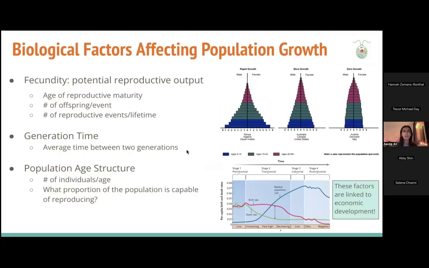And so that means that more individuals will be able to give birth, and that population is just going to increase. And on the opposite side, if you have a base that is very small, that means that in time the amount of individuals who are of reproductive maturity will be a lot lower, and so that population might actually shrink. And so all of these factors are linked to economic development.